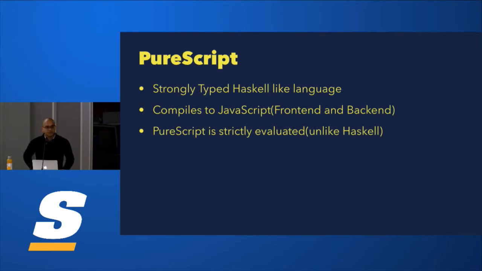So PureScript is a strongly typed Haskell-like language. The selling point is that it compiles to JavaScript. So you can use it on a browser, but you can also use it with Node.js. The key difference between PureScript and Haskell, for those who do not know Haskell, is that PureScript is like JavaScript. So it's strictly evaluated, while Haskell is lazy. I think those who know Haskell will understand what it means, so I don't have to go further and explain it, unless somebody wants me to, but it seems everybody knows about it.